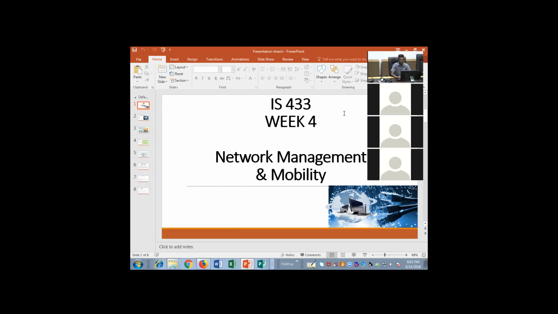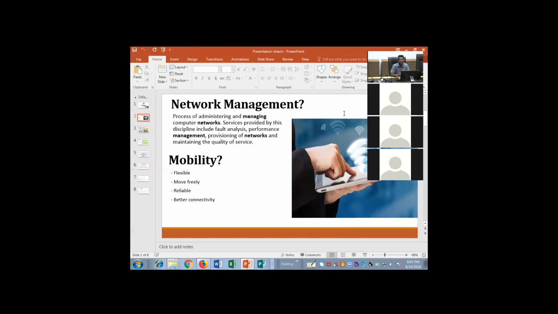Okay, so today's presentation is on network management and mobility. Before I start off, I'd like to brief you guys on what network management and mobility means to the users or people. As I've noted there, it is the process of implementing and managing computer networks and services, which includes fault analysis, performance management, provisioning of networks, and maintaining the wireless service. And mobility is the flexibility. We all know the word mobile. Mobile is not the mobile we use, but the flexibility of the network that we all want in today's world, right? So without wasting much time, I'll move forward.